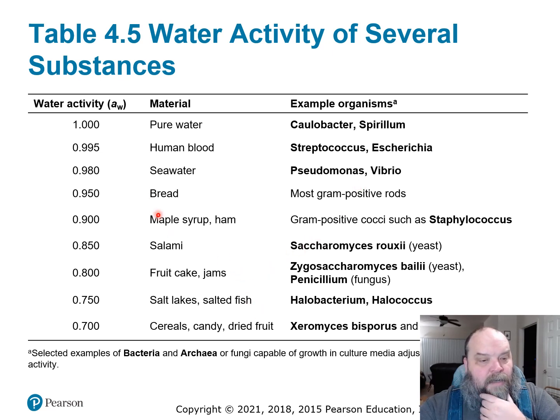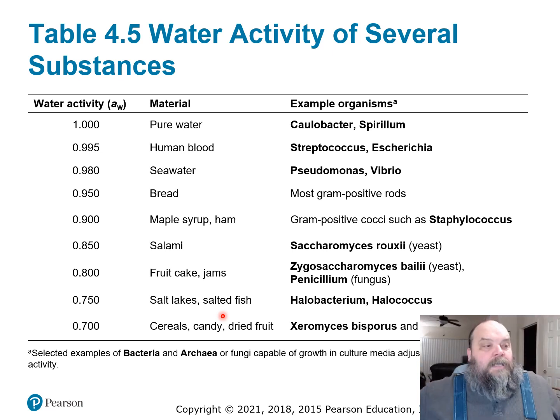You start getting to stuff like salami, certain cakes, jams, salted fish. Well, now the level of water there is low, and the solutes, usually salts and other additives, are going to be such that microbes cannot grow. That's why salami and other cured meats that have high salt, high nitrate, and low water make it hard for things to grow.